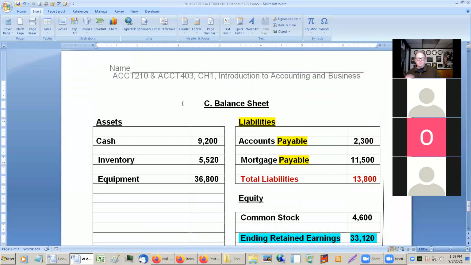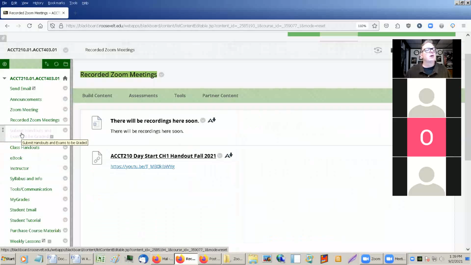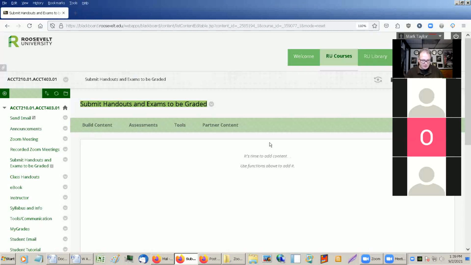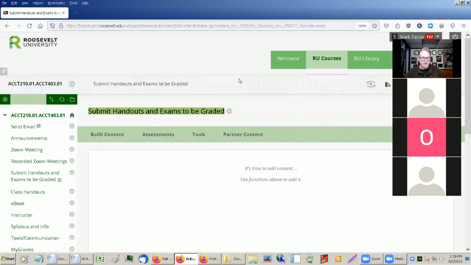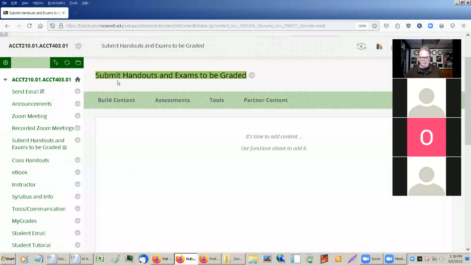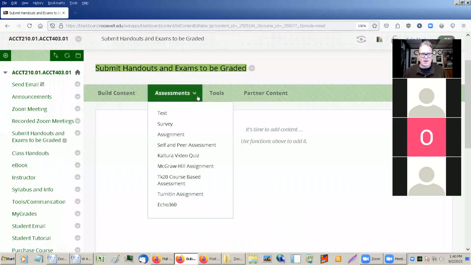Okay, now here's what we're going to do next. I'm going to post the assignment right now in Blackboard, and this is where you would submit it. Now, you can't see anything on yours yet, so just take a look at mine right now, and then you'll see it show up. I'm in Blackboard. This is submit handouts and exams to be graded. So we're going to submit this handout. I'm going to click on assignment.